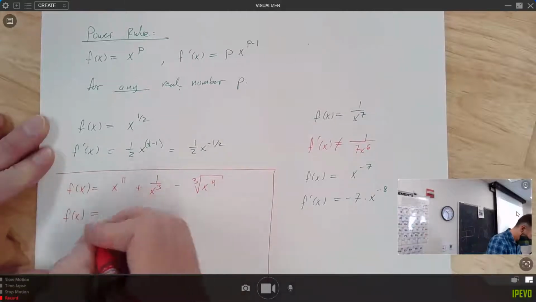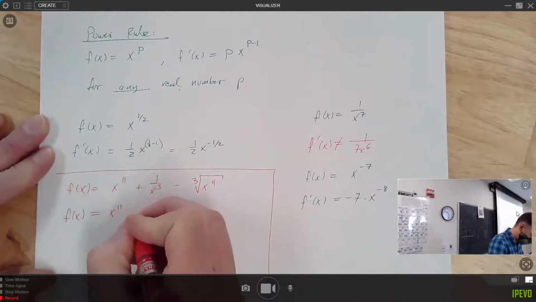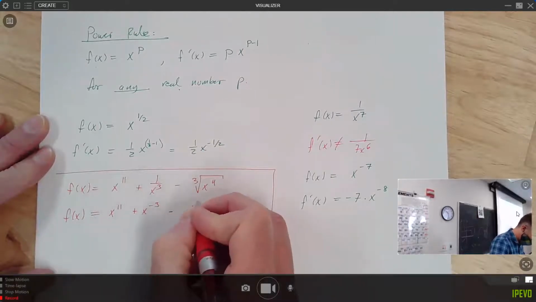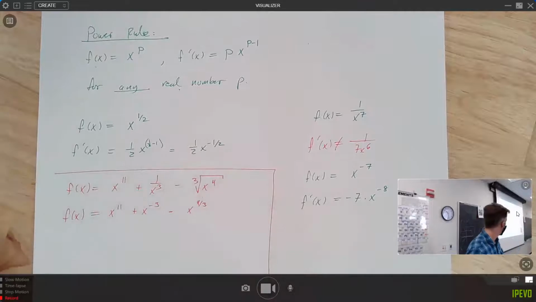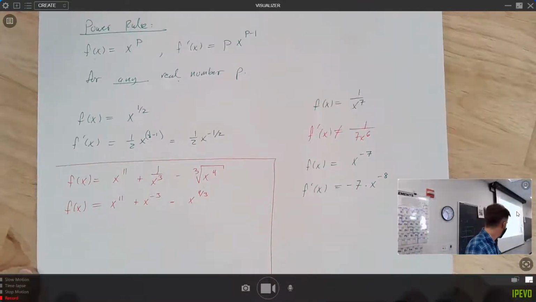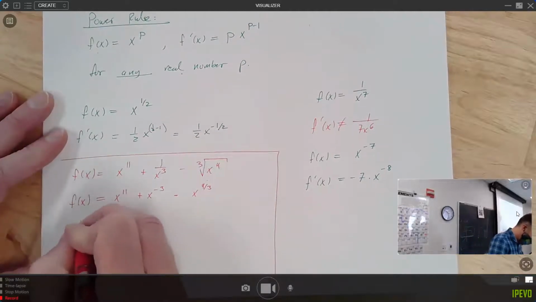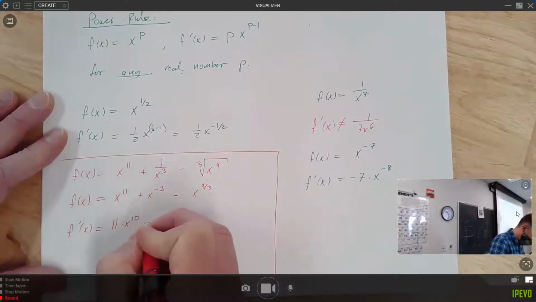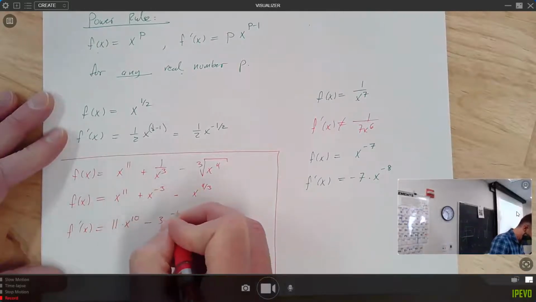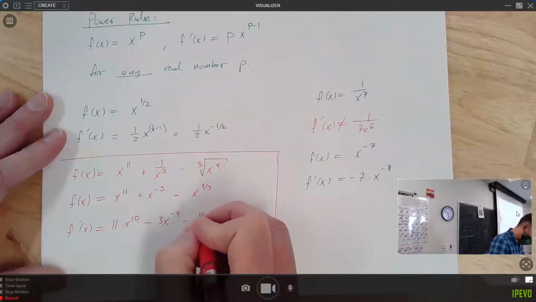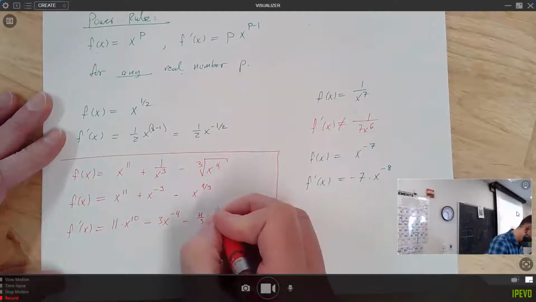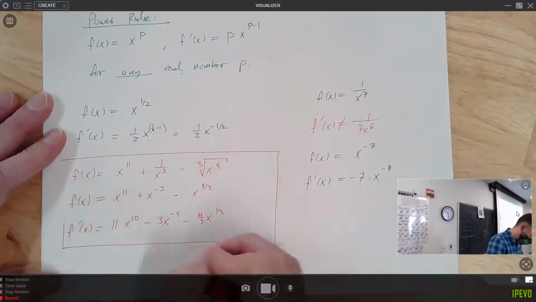Okay. So I'm going to rewrite this as x to the 11th plus x to the negative third minus x to the 4/3 power. And now that we've written everything as x to a power, it's straightforward to take the derivative. The derivative is going to be 11 times x to the 10th minus 3 times x to the negative 4th minus 4/3 times x to the 4/3 minus 1, which is 4/3 minus 3/3, which is 1/3. And that's my derivative.